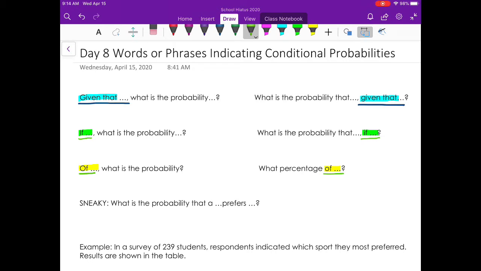And then there's a sneaky one, and the sneaky one is, what is the probability that a something prefers something? So the "that a" statement is limiting the people that you're looking at. So what is the probability that a senior prefers to eat lunch in the cafeteria? You're only looking at the seniors in that group. You're not looking at the entire population of the sample space. So these put conditions on your probabilities, and they limit your denominator to whatever is included by that phrase.